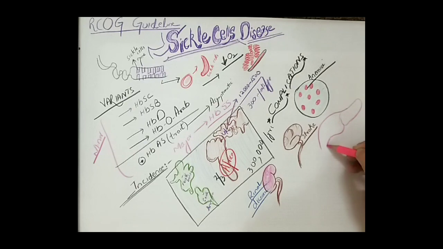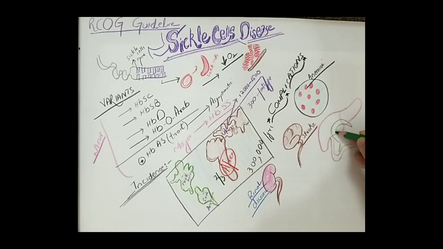There is increased tendency to form stones in the gallbladder. The condition is called cholelithiasis, as all of you know. So cholelithiasis is also one of the most important complications of sickle cell disease. So I'm drawing the picture of gallbladder. Inside the gallbladder, if we have stones, that is called cholelithiasis. That is one of the important complications of sickle cell disease. So hemolytic anemia, stroke, pulmonary hypertension, renal disease, cholelithiasis.